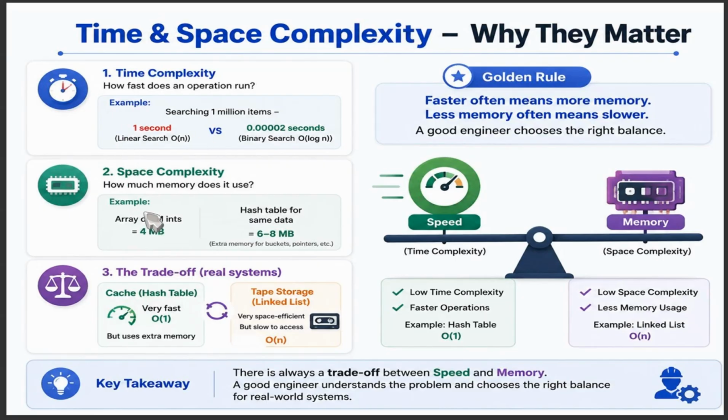Space complexity is how much memory an algorithm or data structure uses. For example, an array of n integers may take O(n) space. We will discuss them later in detail. Now the golden rule is: faster often means more memory, less memory often means slower.